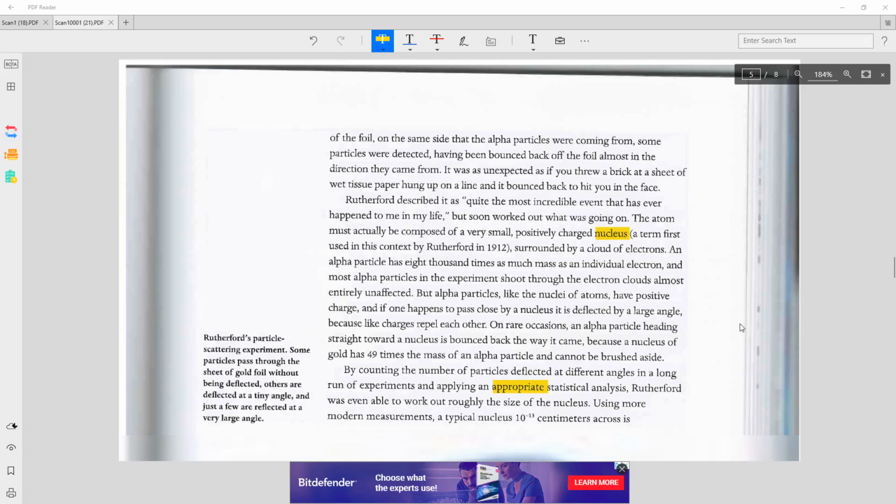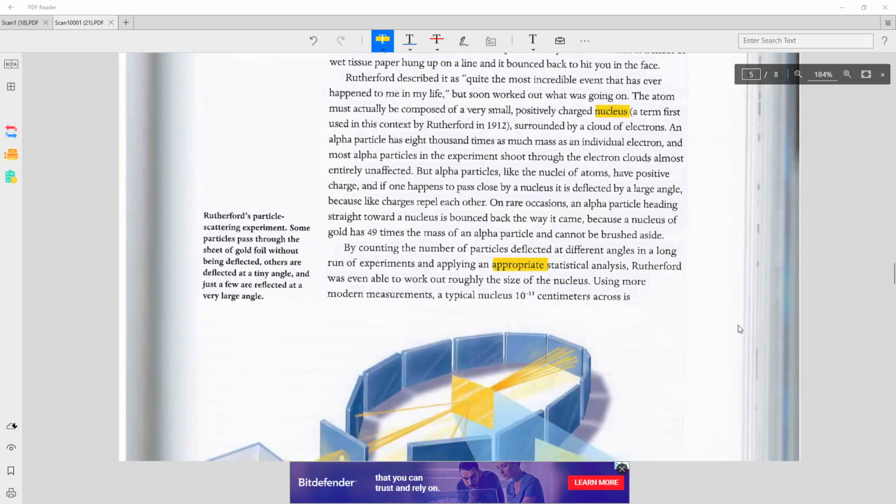An alpha particle has 8,000 times as much mass as an individual electron, and most alpha particles in the experiment shoot through the electron clouds almost entirely unaffected. But alpha particles, like the nuclei of atoms, have positive charge, and if one happens to pass close by a nucleus, it is deflected by a large angle, because like charges repel each other.